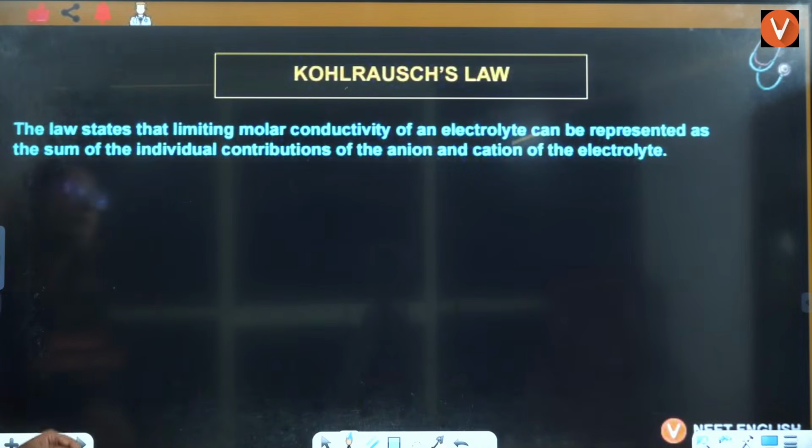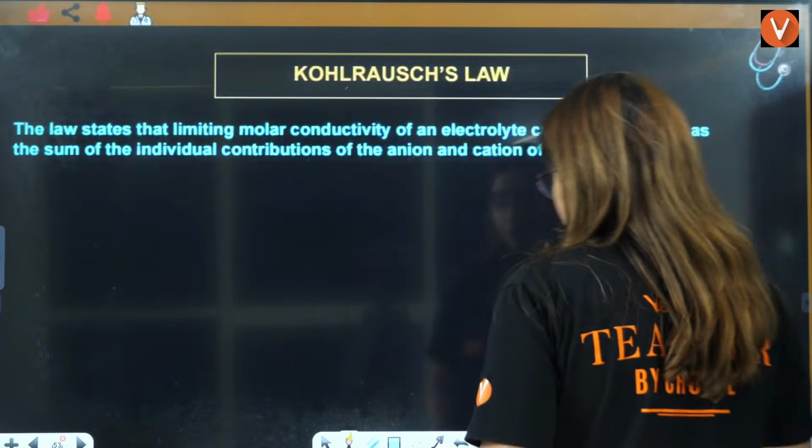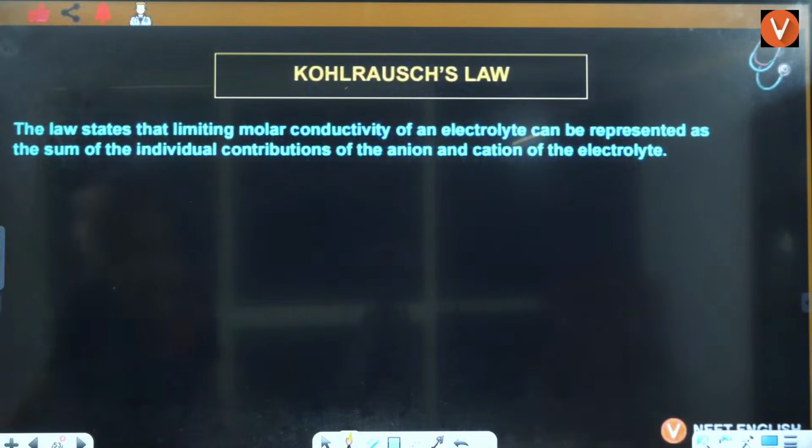Right? Okay. Now, last is Kohlrausch's Law. And here we are going to see the last particular thing that we are going to study for this particular lecture. Okay. Yes, everybody, let's study.